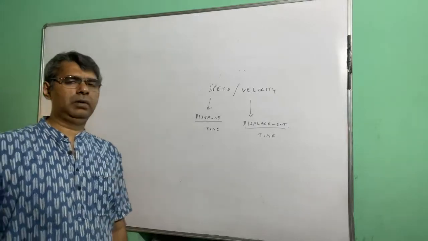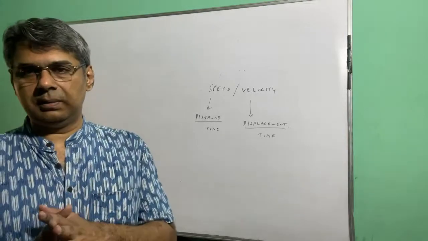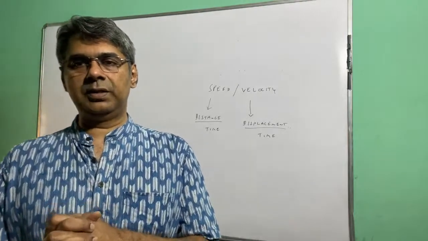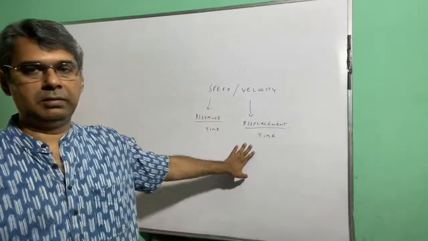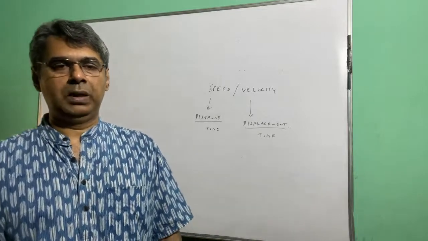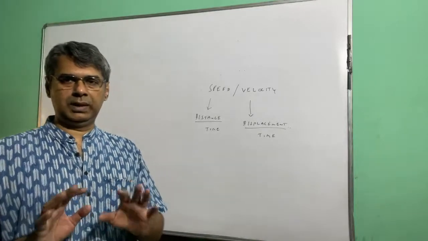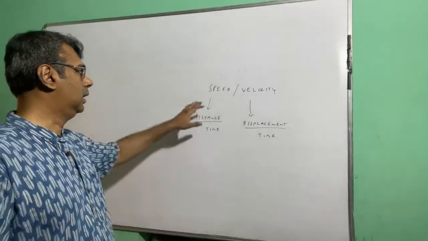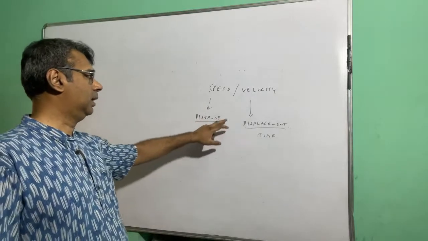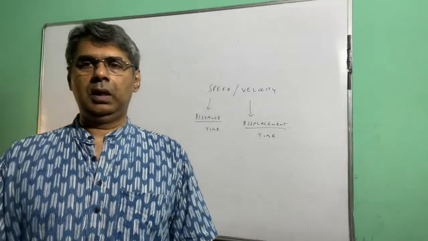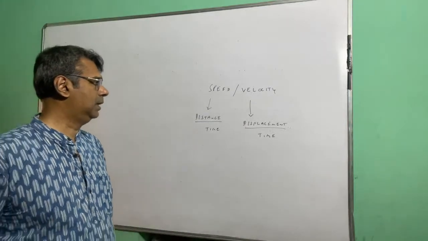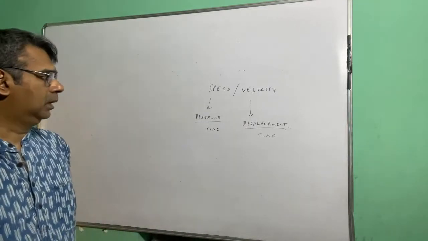Now if I were to tell you in very simple words, speed is distance by time, and velocity is displacement by time. So in very basic terminology, speed is distance divided by time and velocity is displacement divided by time. This is the basic definition of speed and velocity, right?